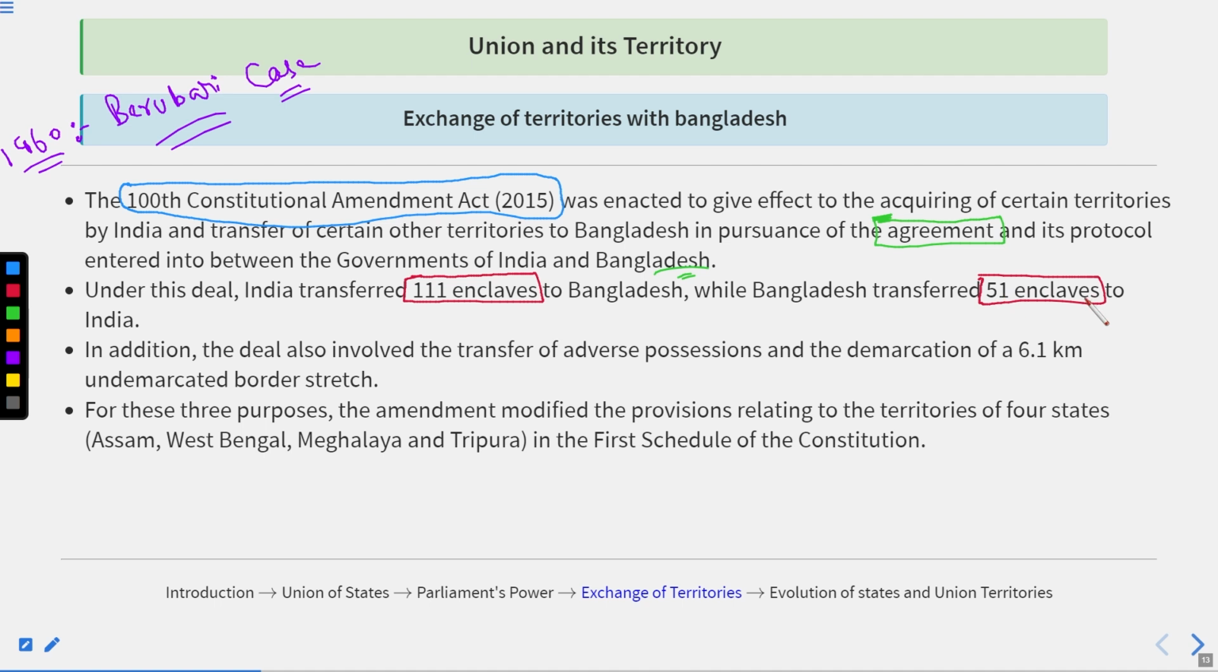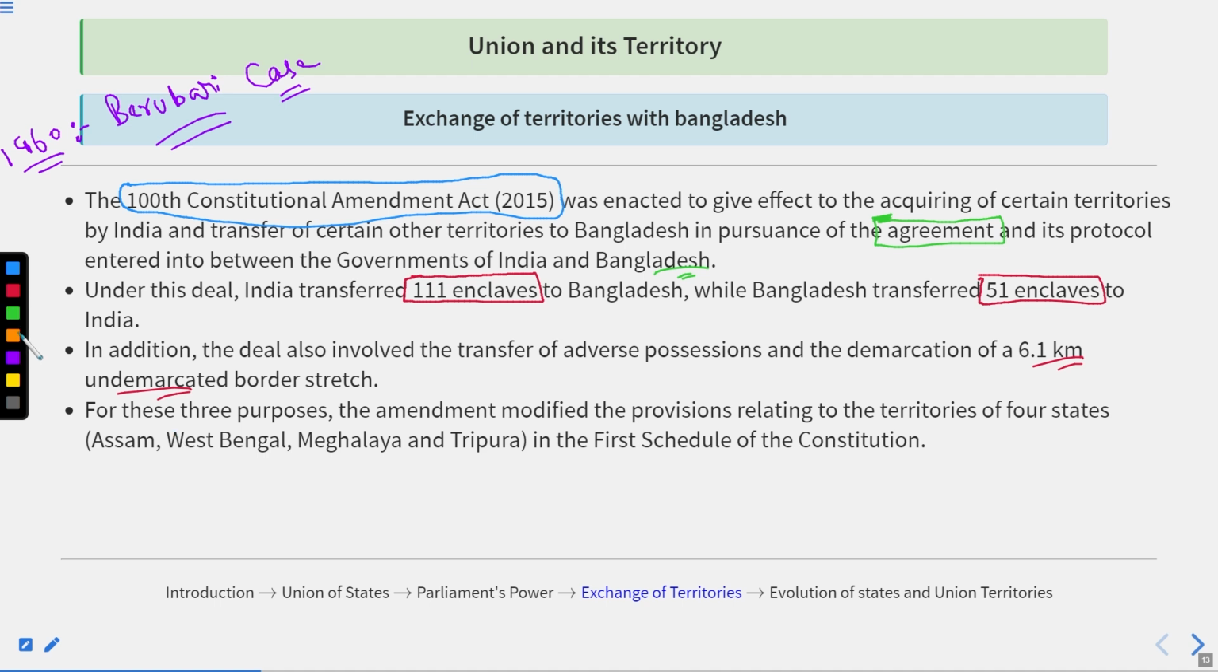In addition, the deal also involved the transfer of adverse possession and the demarcation of a 6.1 kilometer undemarcated border stretch. Adverse possession means there was an undemarcated border, which means the boundaries between the borders were not clearly defined. So what happened was that some of our men went there and occupied some territory, and some of their men came here and occupied our territory. So we formulated the 100th Constitutional Amendment Act 2015.